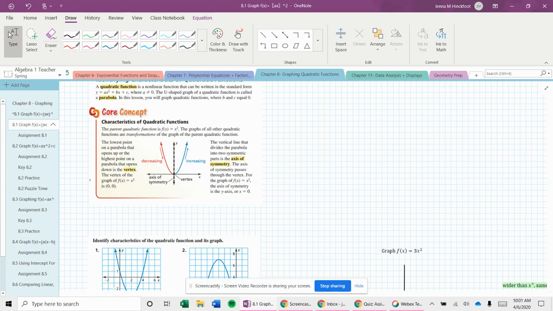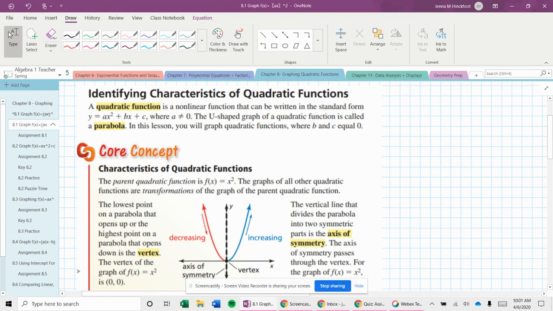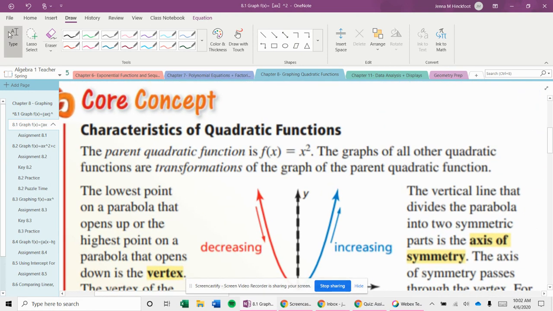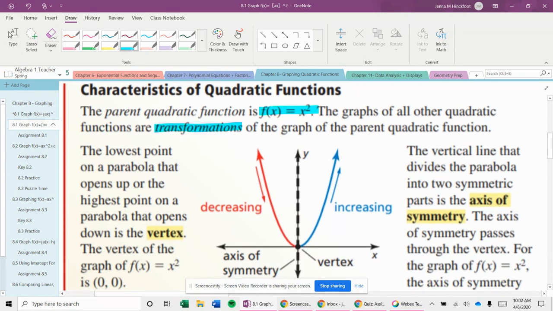So for quadratic functions, that's what we're dealing with, right? So kind of what you did in chapter 9, where you solved quadratics using radical functions or quadratic equations. Now you're just using that same parent function and graphing it. So your parent function for a quadratic function is always just f of x equals x squared. So always just x squared. And then everything else that we're dealing with are transformations of the graph.